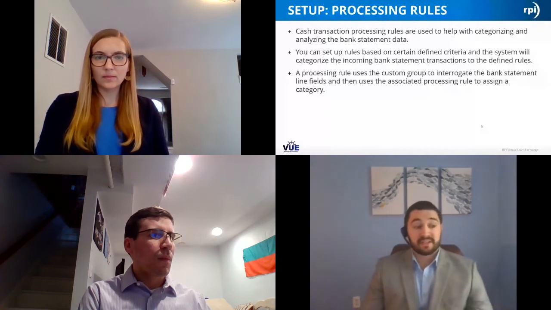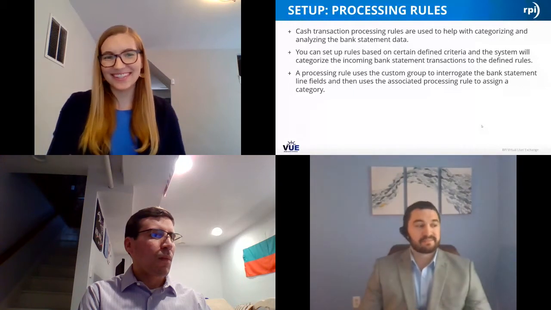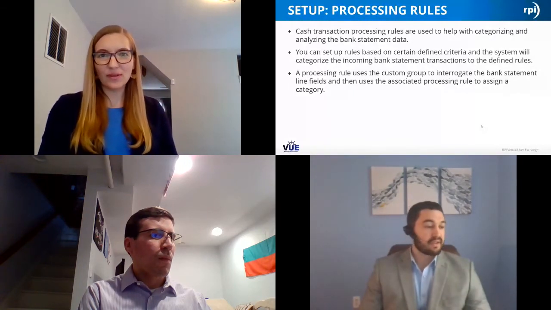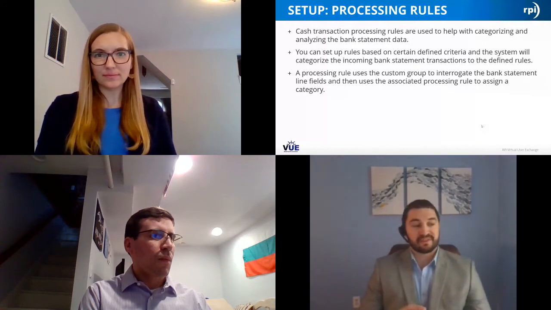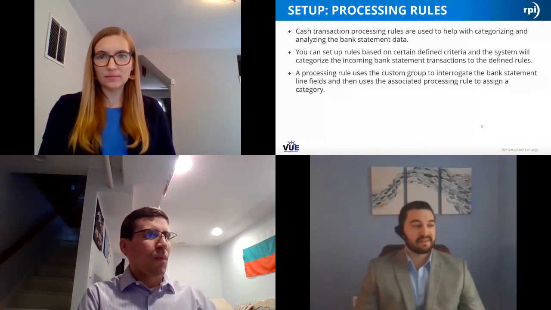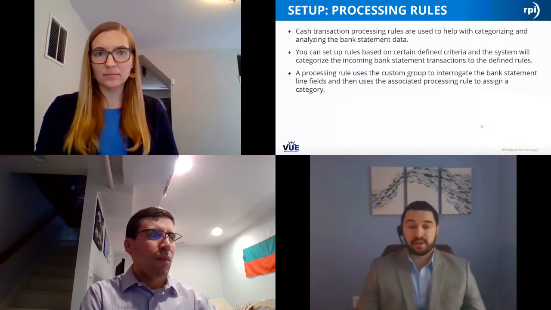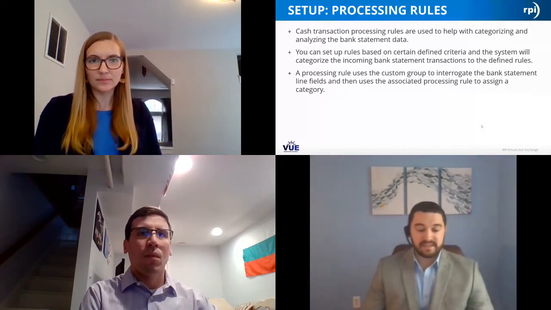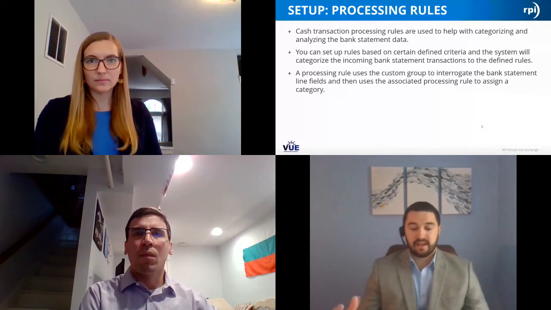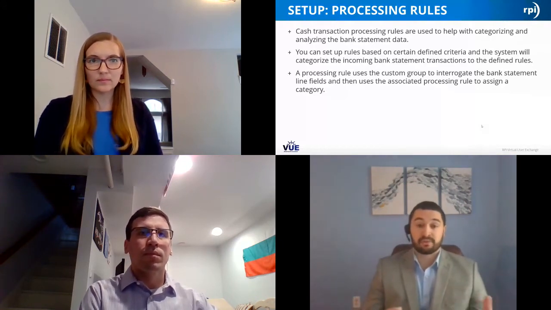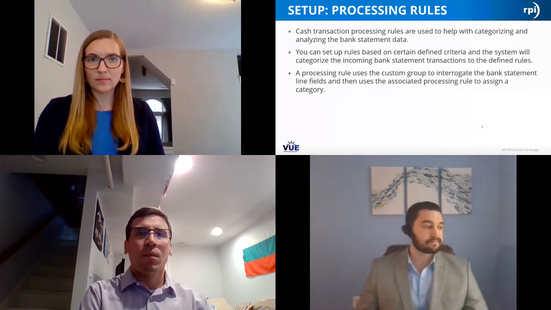The processing rules, you're going to use a custom group to interrogate the bank statement line fields and use the associated processing rule to assign a category. Now that's pretty wordy, but what it means essentially is that it's going to tell Infor how to interpret that bank data and then in comparison to those cash ledger transactions. So it's really telling it how to interact and how to read that data.